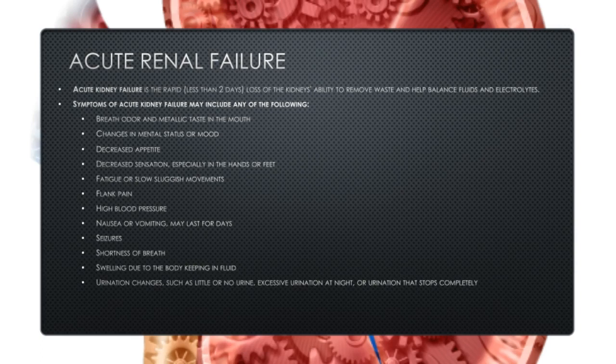Sometimes they can have some flank pain. We'll notice their blood pressure will be elevated because their body's trying to compensate. A lot of them will complain that they might be nauseous or vomiting. Worst case scenario, they could have seizures or they could develop some shortness of breath. A lot of the times they can develop some swelling, although typically we may not see this right in the first couple of hours, but over the course of 24 to 48 hours, we'll notice that they're starting to swell. They also will have some urination changes, so they typically will not have much urine output.